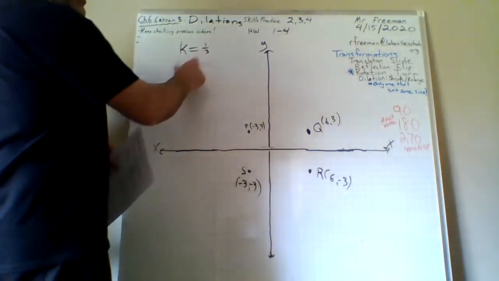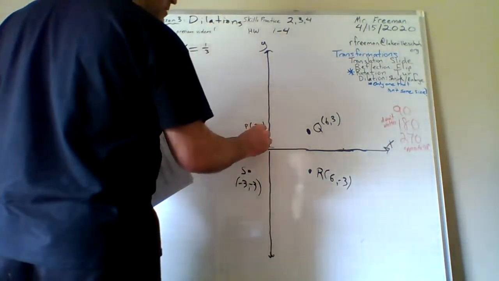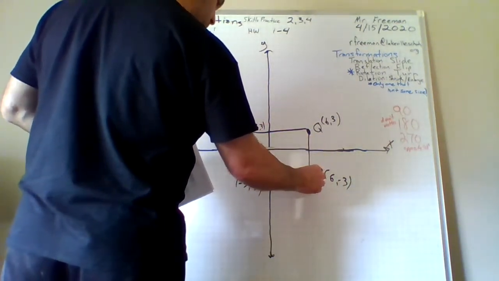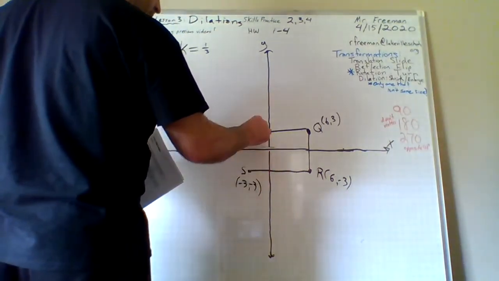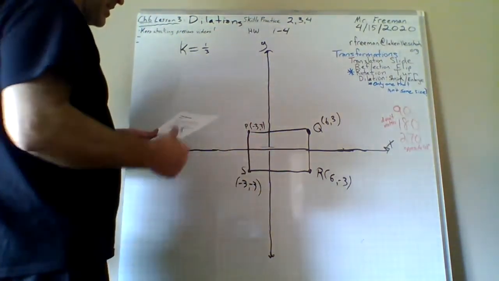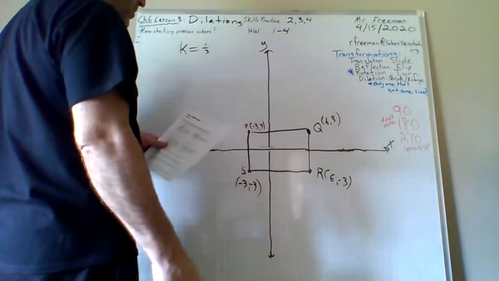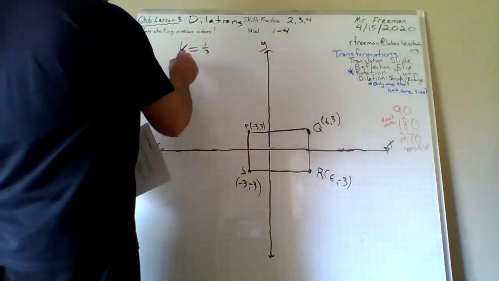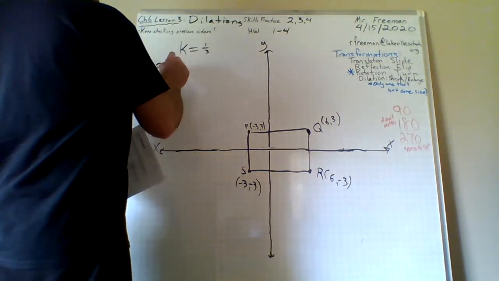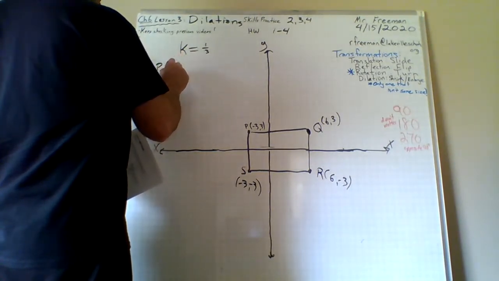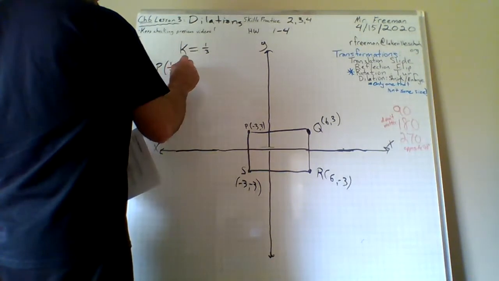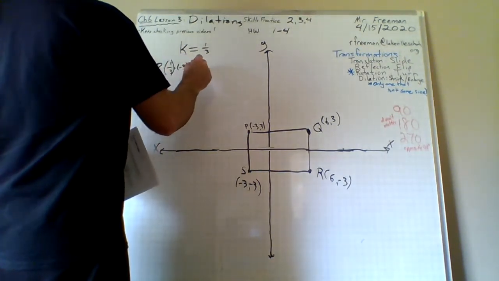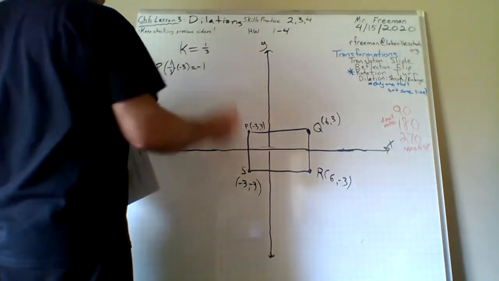Now this is a K that's less than 1, so this should get smaller. If I connect my points real quick, this is an easy 4-sided figure. It is actually a rectangle, so that makes it somewhat easier. But if I multiply a negative 3 by 1/3 for my P, that's 1/3 times a negative 3. That actually equals a negative 1.